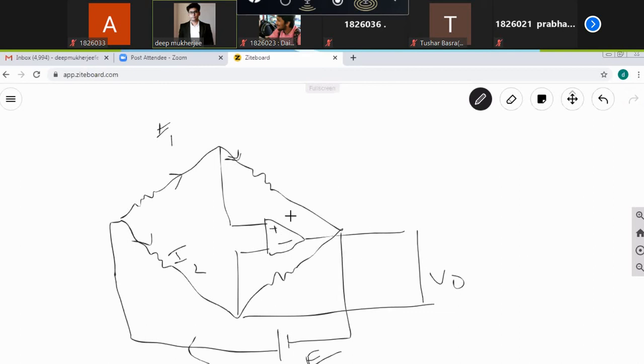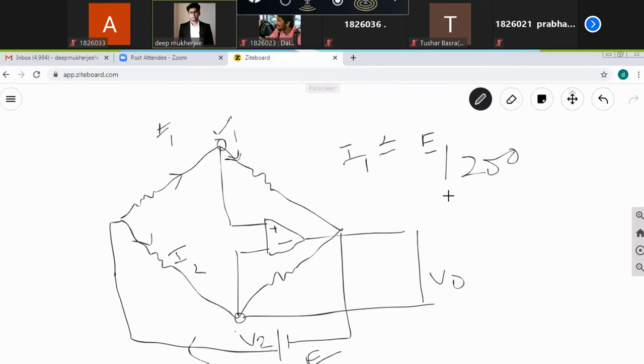So you have to find out the value of V1 and the value of V2. V1 minus V2 equals V0. So first, we can write I1 equals what? We know that I1 equals E by 200.